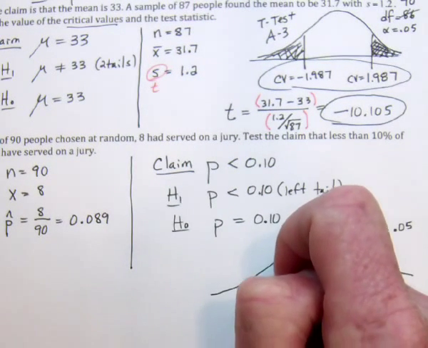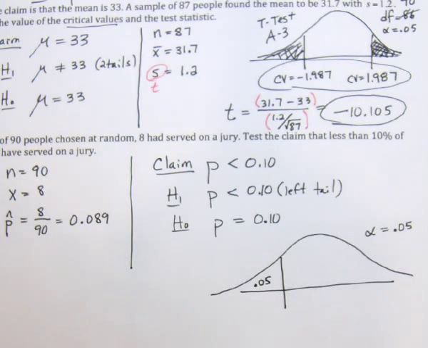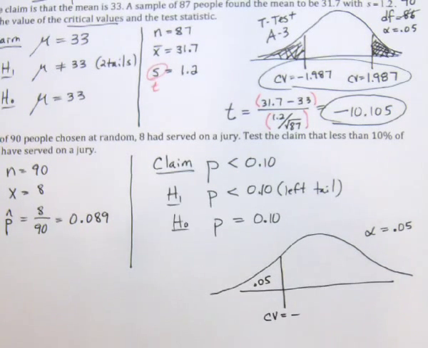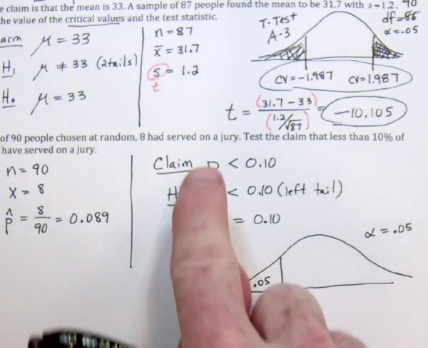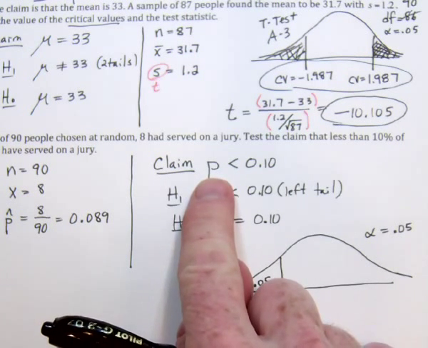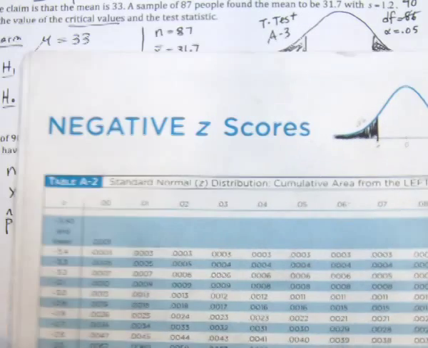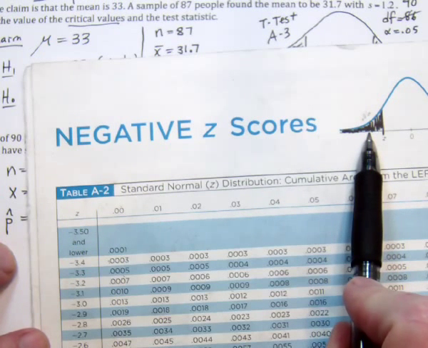And since it's left-tailed, 0.05 goes right here. And then we need to find the critical value. Since it's on the left, I know the critical value is negative, but what I've got to do is use table A2, because whenever you're dealing with a proportion, no matter if it's a claim or a confidence interval, it's going to be a z. So we need to be using the negative z-scores. And this is the left tail, so this is 0.05 for us.